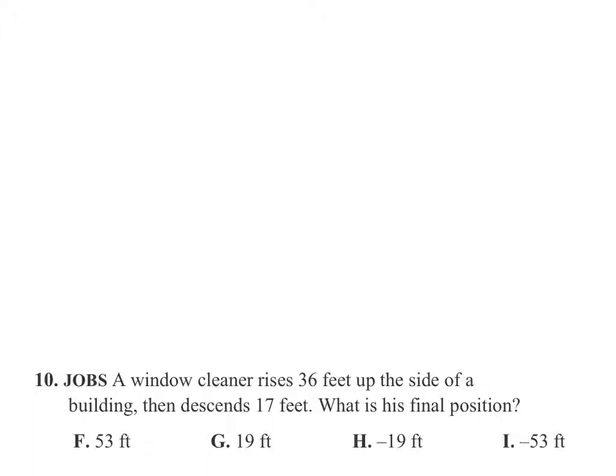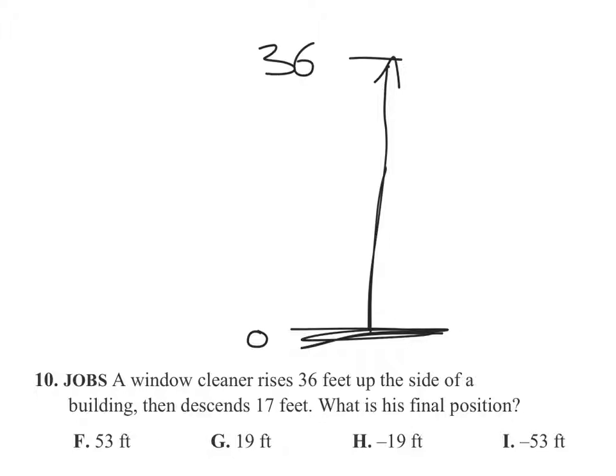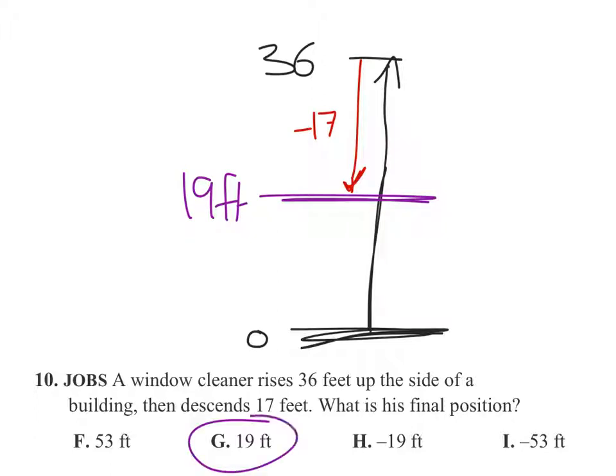All right, number 10. What we have is the ground level, which we'd call 0. And then this cleaner is going to go up 36 foot, up to 36. And then it says they're going to go down another 17 foot. So they went down 17. And where do they end up at? I mean, if you wanted to do a full number line, you could. But they will end up at 19. Very good. 19 foot. So, G.